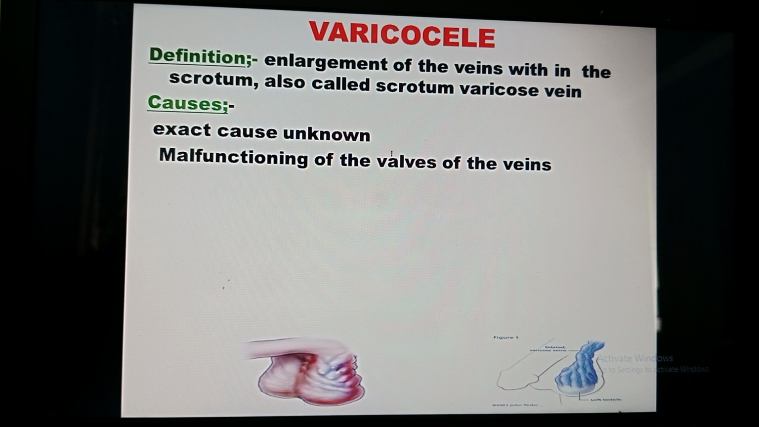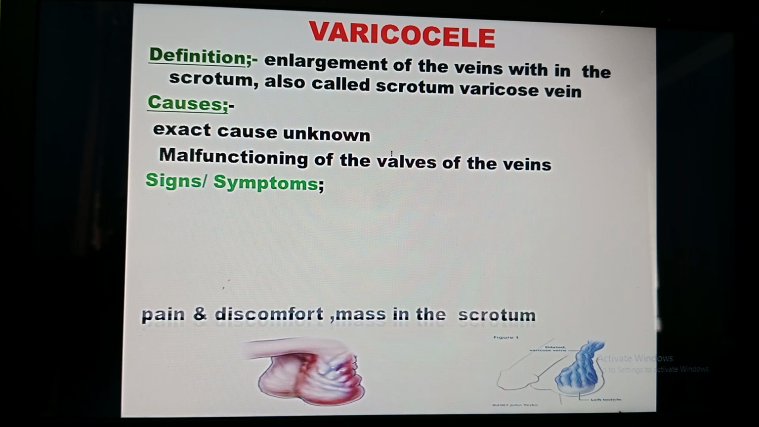What is the main function of the veins? Blood circulation. Blood will circulate in the veins, and at the end the valve will be there. Valve means an opening. If that opening is narrowed or not functioning properly, what happens? Pooling of blood will take place inside the vein itself. So the vein will be enlarged.